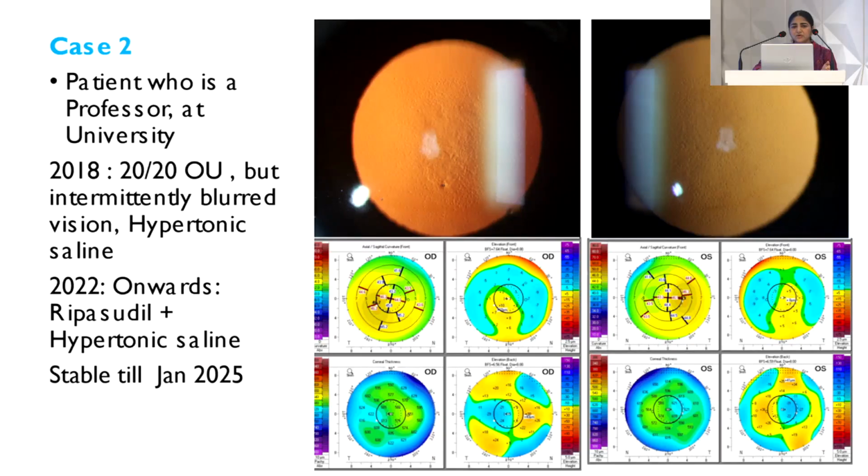This is another case, who was a professor. His requirement was that he wanted some medical therapy in 2018. He came with symptoms of intermittent blurred vision and was using hypertonic saline. And at that time, ripasudil was not available in India.